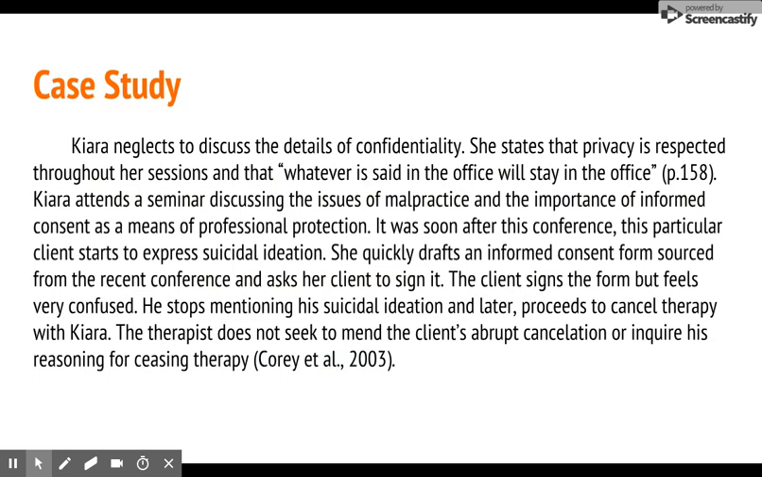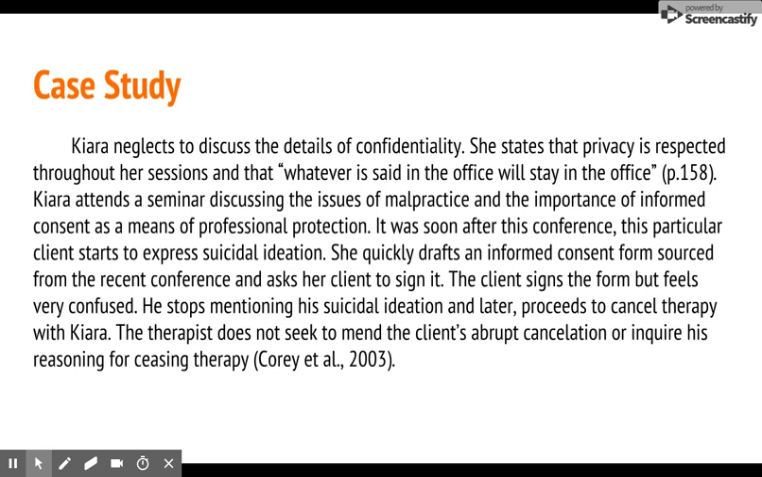So, in the case study, Kiara is a counselor. She neglects to discuss the details of confidentiality with a particular client. She states that privacy is respected throughout her sessions and that whatever is said in the office will stay in the office. She then attends a seminar discussing the issues of malpractice and the importance of informed consent as a means of professional protection, meaning as it relates to liability.